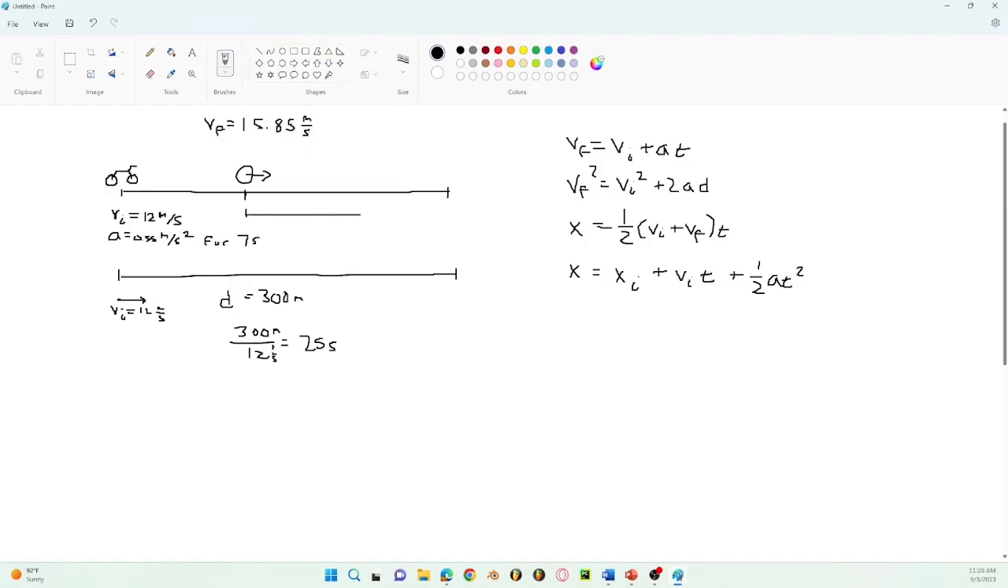The issue is we don't know how far this distance is. I'm gonna call this D1 or something. I'm gonna call this D2 or something. It's unknown. So in order to know D2, we need to know D1.